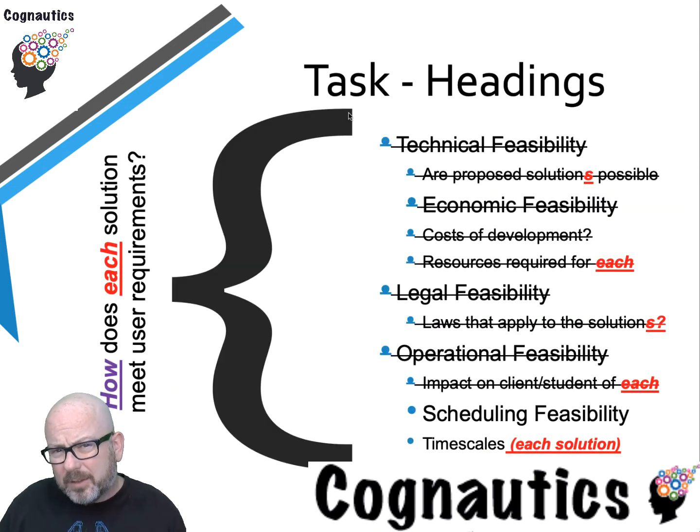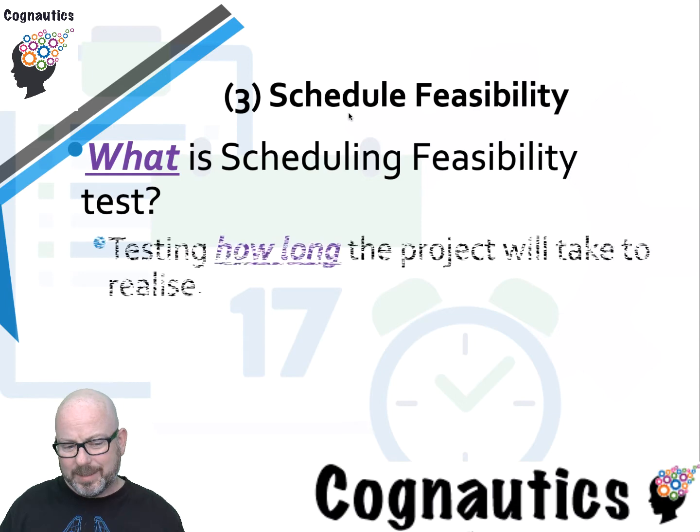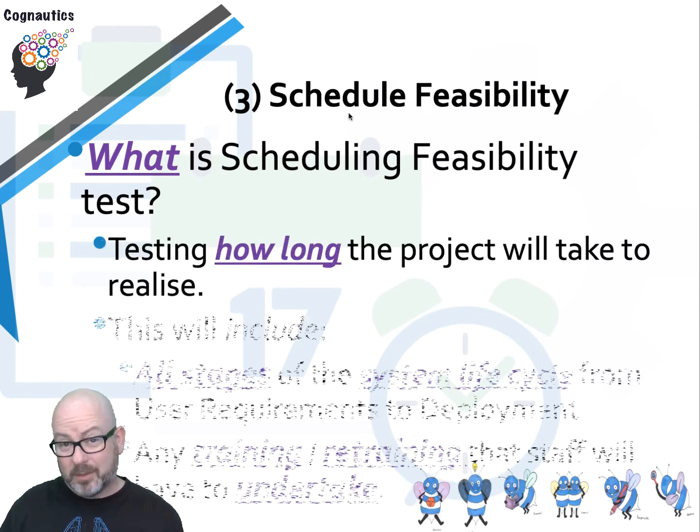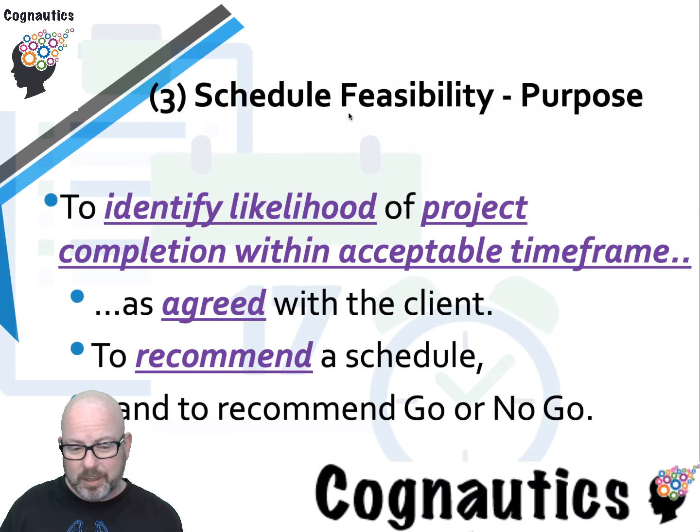Drilling down a little bit, scheduling feasibility is about timescales for each solution, and I suggest that you create two possible timescales, one for a more complex solution and one for a simpler solution to Justin's problem. Perhaps one with or one without the dashcam feature might be one idea. When we talk about scheduling feasibility, we're looking at how long the project will take to complete. The way in which you can do this is by including the stages in the system lifecycle and any training that might need to take place. And it's going to be a limited amount of training that will need to take place, but clearly Justin will need to know how to use the admin part of the app that you're giving him.